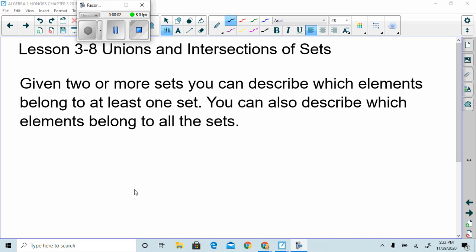We're nearing the end of the chapter and we're back to sets. This time we're going to talk about union and intersection sets. I've already done a little preview of this when we talked back in section 3.5. Given two or more sets, you can describe which elements belong to at least one set, and you can also describe which elements belong to all sets.